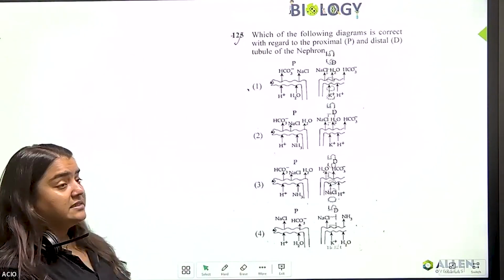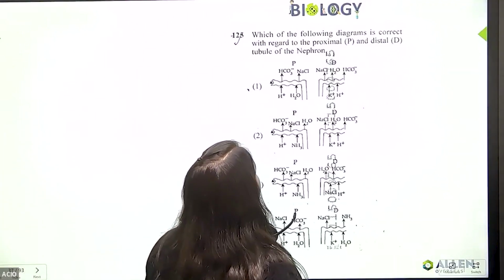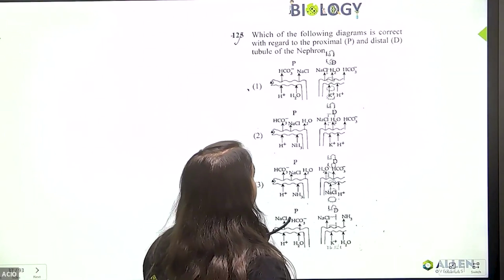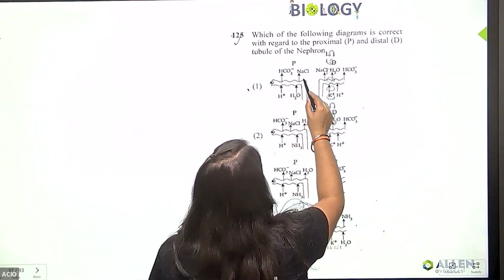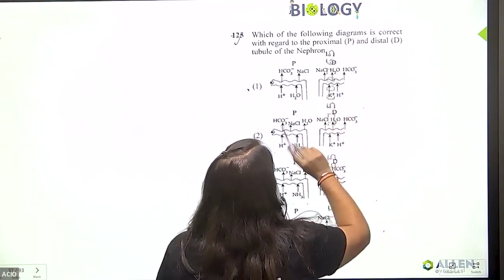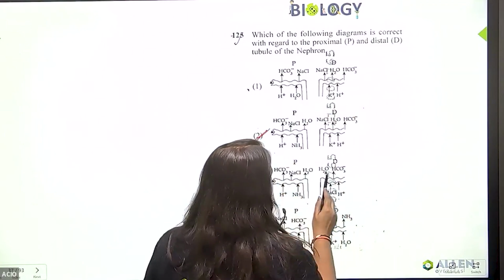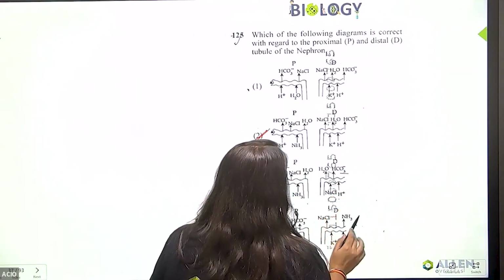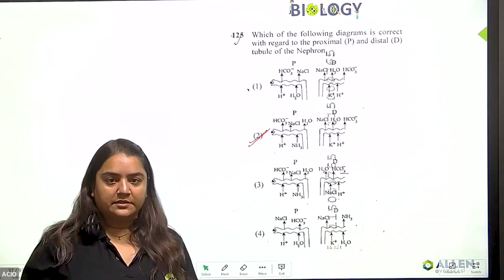Next, over here, it's the direct NCERT diagram. We have to see which of the following diagrams is correct with respect to proximal and distal tubule of nephron. Over here, you do not have H2O. This is wrong. This is also not right. This is right. Over here, you don't have NaCl. So the second one is the right answer. It's the direct diagram of your NCERT.